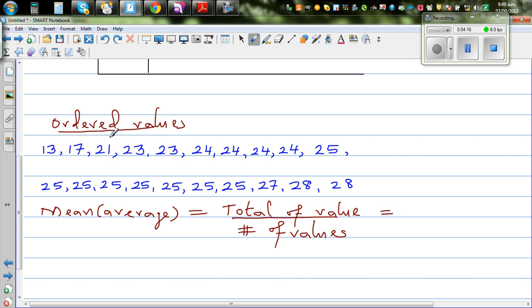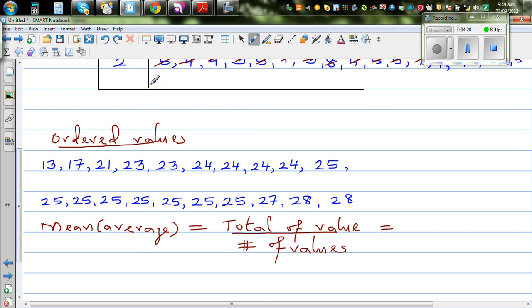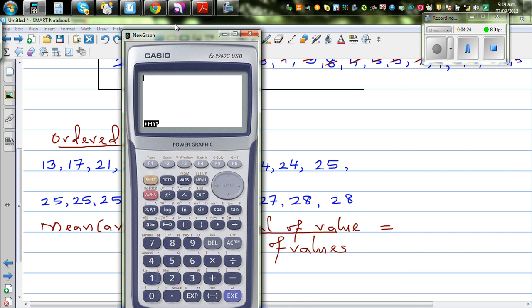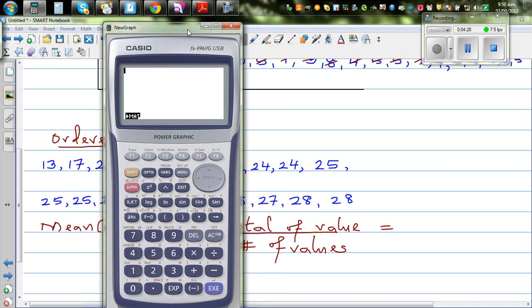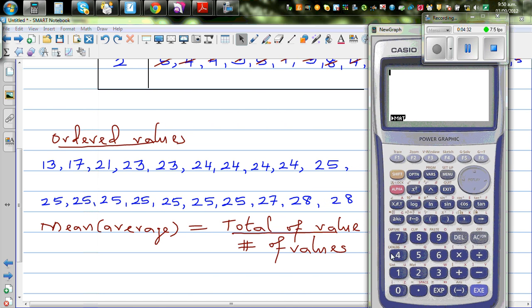So let us add these up from 13 to 28. Let me go to menu and run. I want to see the data, so let me scroll so that I can see it. I'm going to add 13, putting this in brackets: 13 plus 17 plus 21 plus two 23s, so 2 times 23, plus four 24s, 4 times 24, plus eight 25s, 8 times 25, plus 27 plus 2 times 28. That comes to 476.